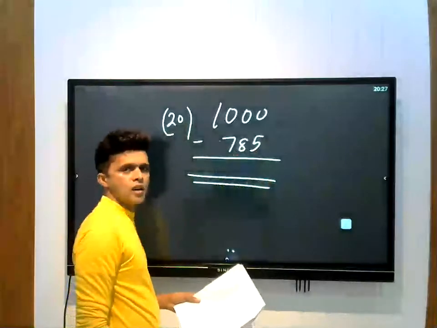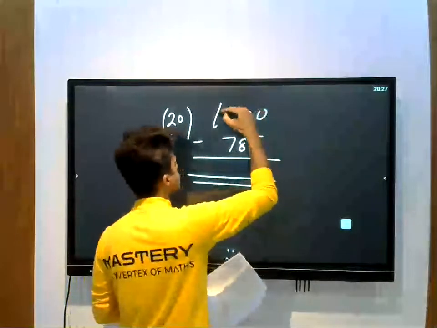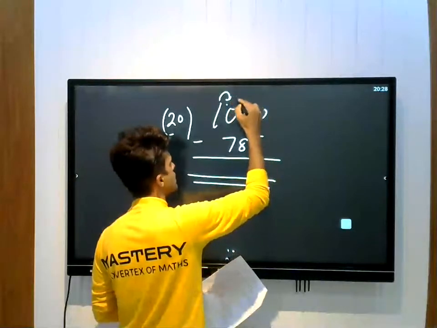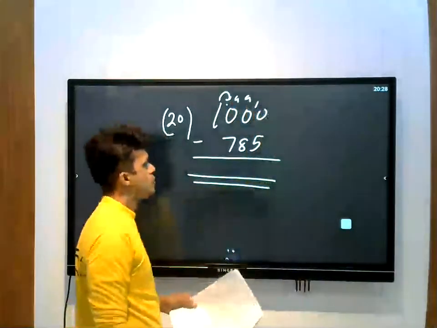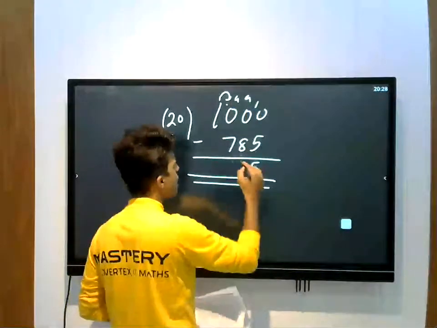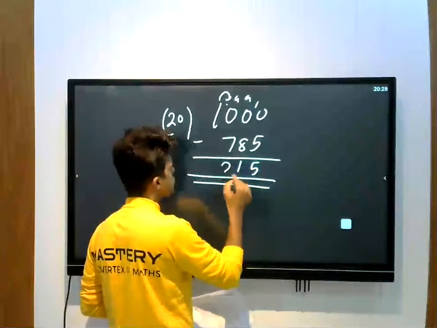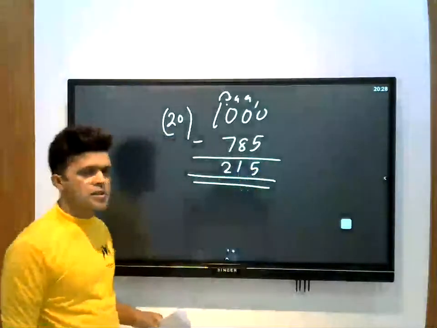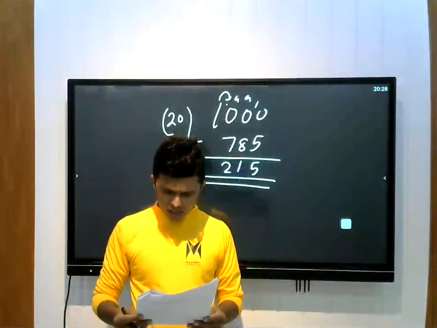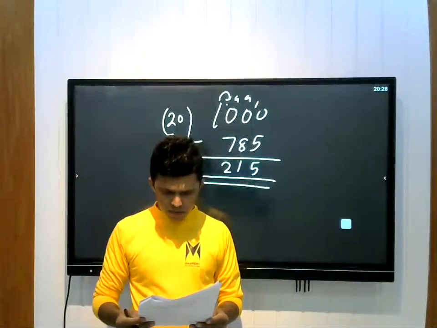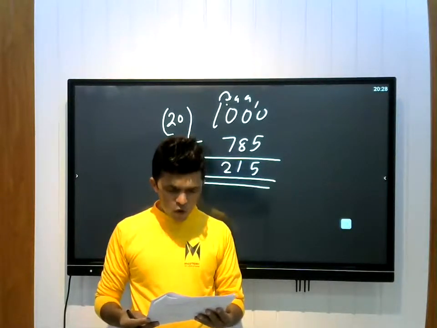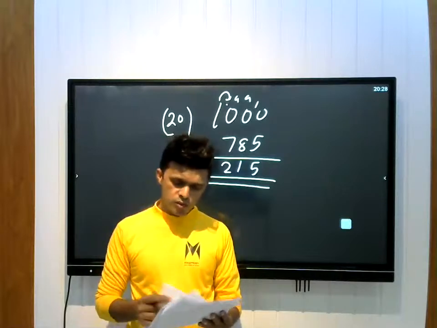What you have to do here is subtract. This 0 becomes 10, then here 9, and this one should be 10. So 10 minus 5 is 5, 9 minus 8 is 1, 9 minus 7 is 2. So the answer is 215. 215 rupees is the remaining amount he or she received when buying a book from this bookshop.